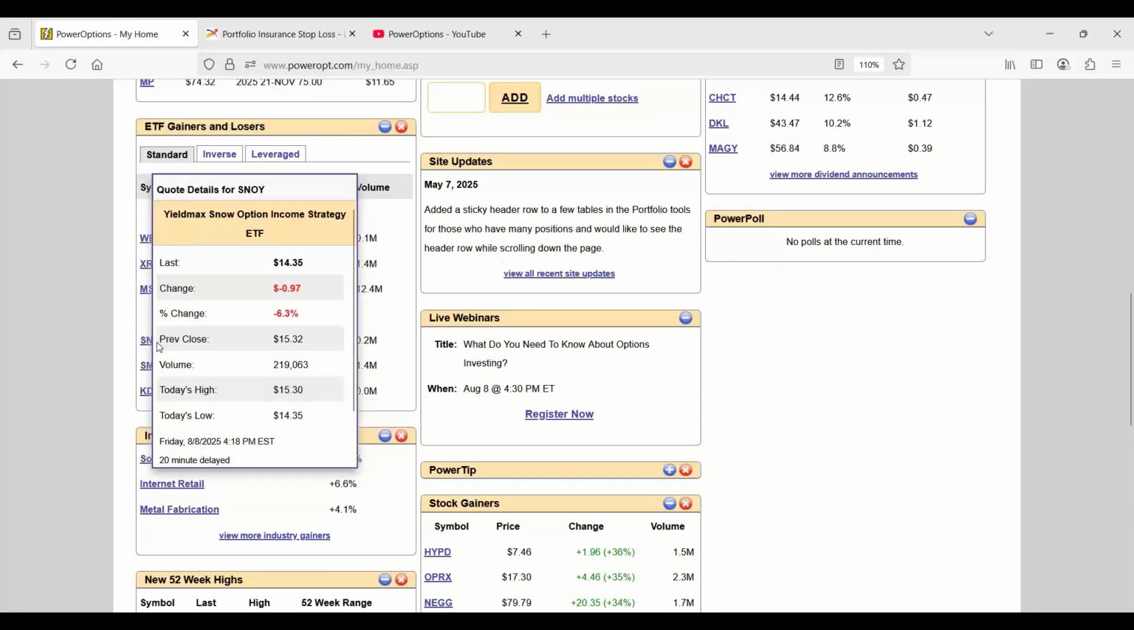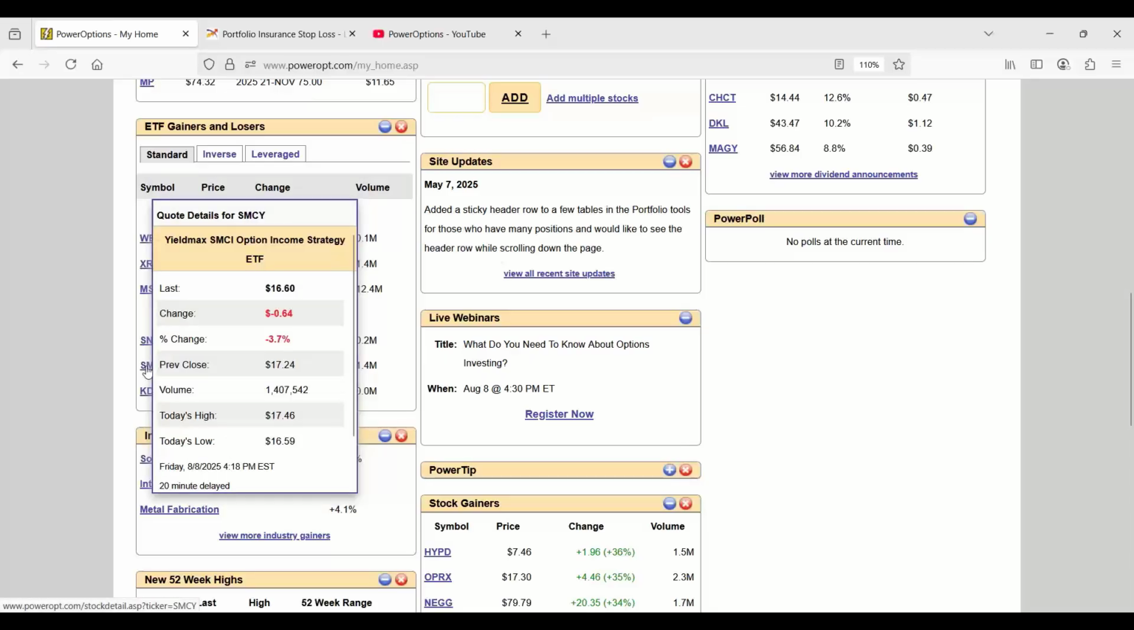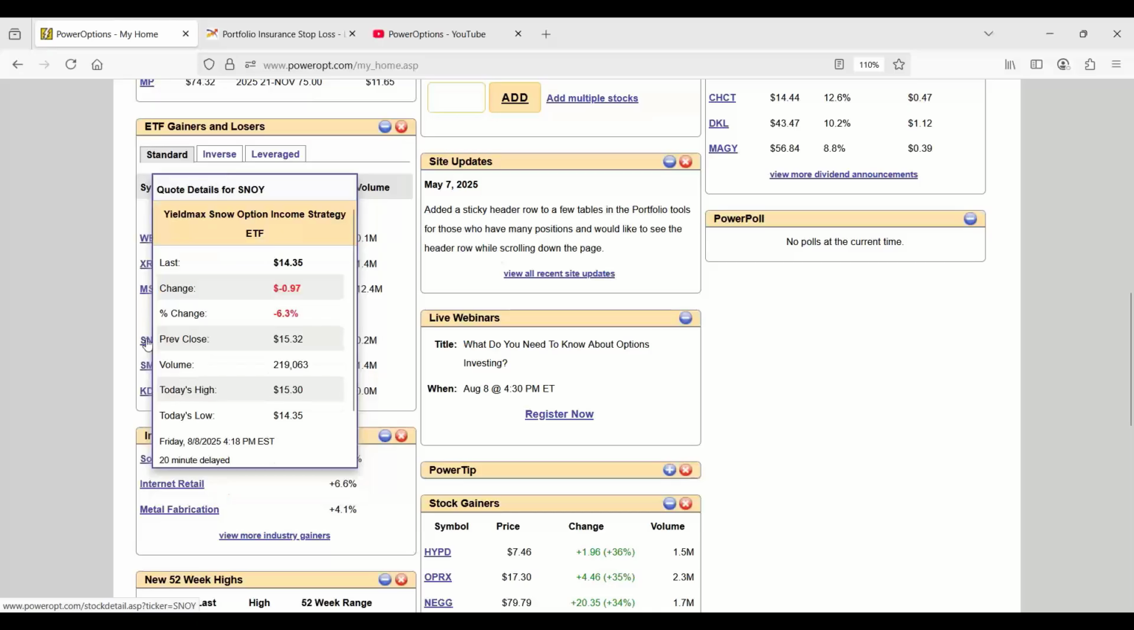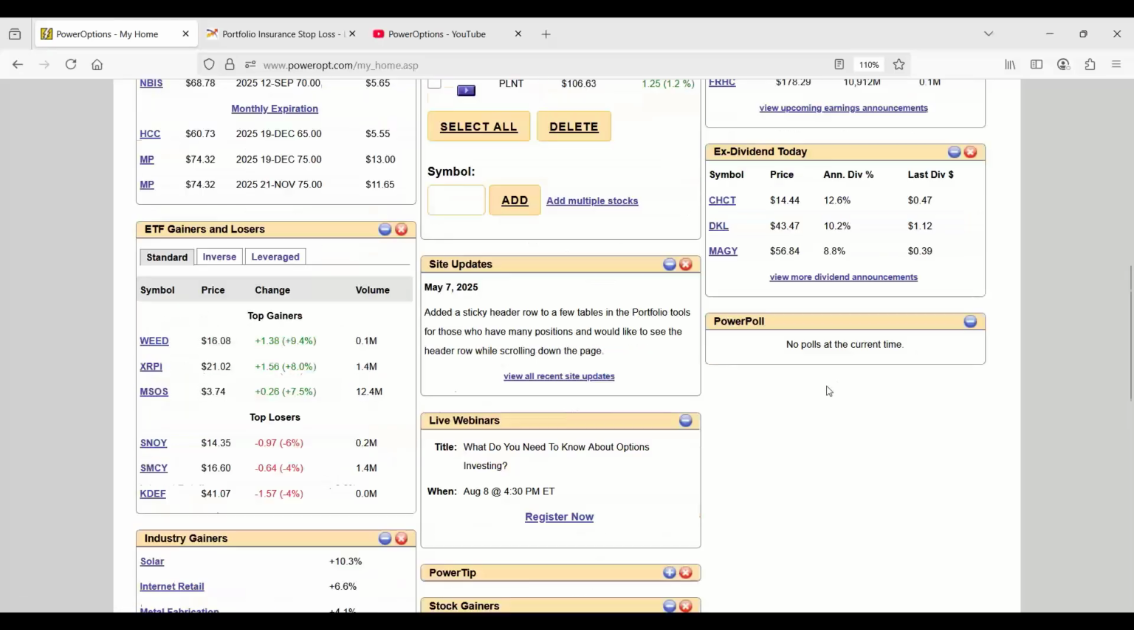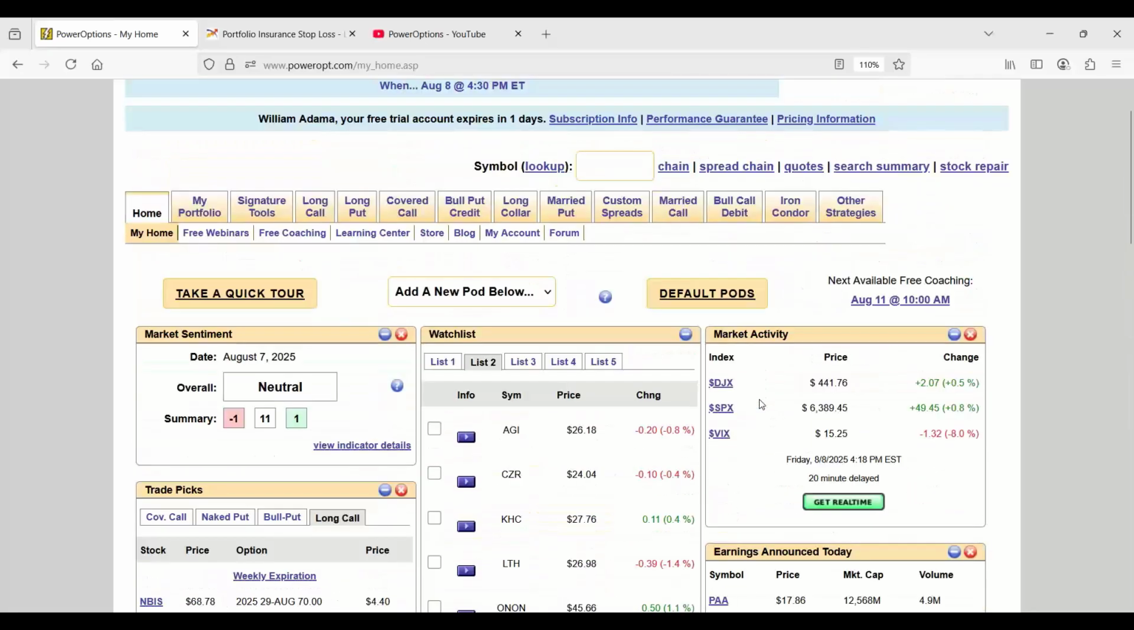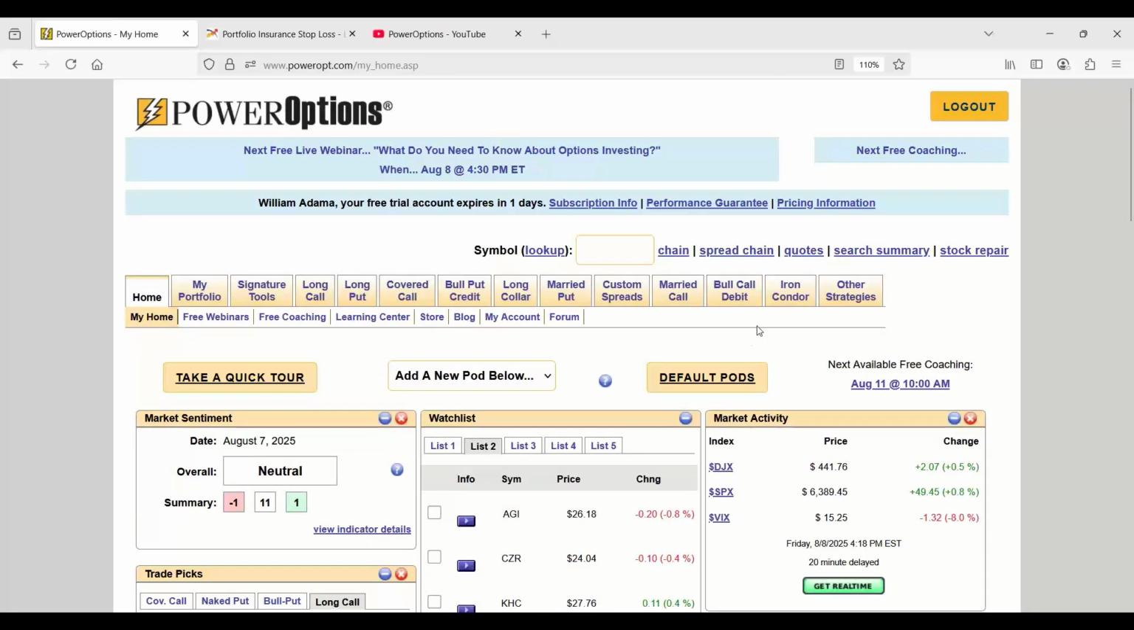Well, the option income strategy, the YieldMax option income strategy ETFs, taking a big hit today. Not a big hit, but it's a reasonable hit, 6.5% today. And that's kind of interesting because the YieldMax option income ETFs have been really popular. But they're based on that dividend, but then taking the hit as well.